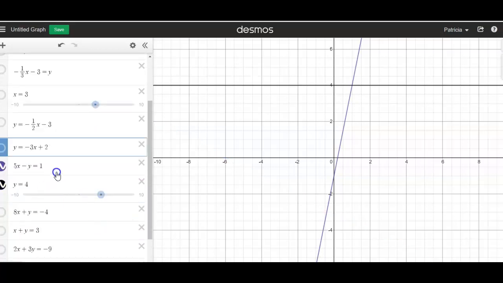So I have 5x minus y equals 1. That's this blue line, according to this legend here. The black line is y equals 4. You can barely see it because it's on a grid line, but y equals 4 means every y coordinate is 4. So look at the points in this line. I have negative 2, 4. No matter where I click on that line, the y coordinate's going to be 4. So again, y is always 4.